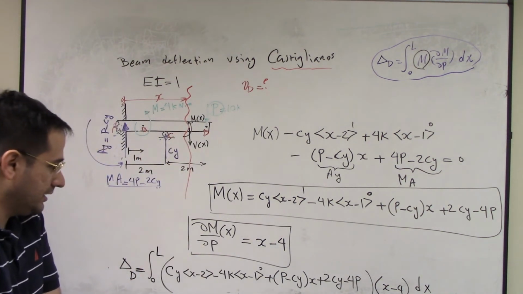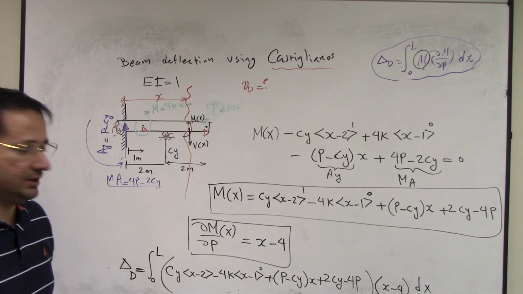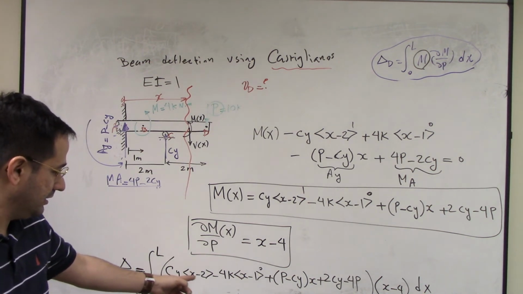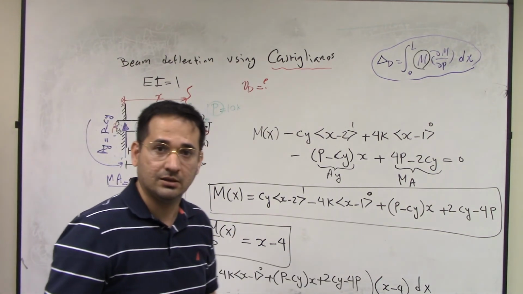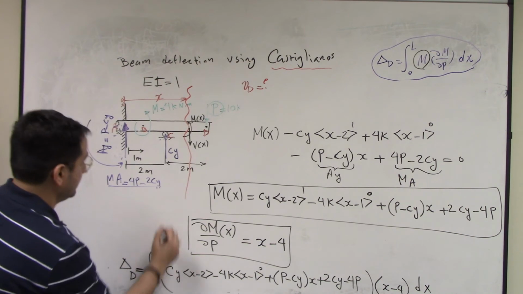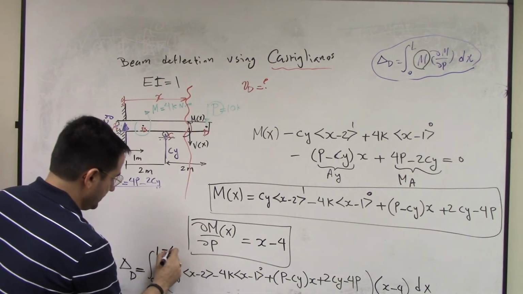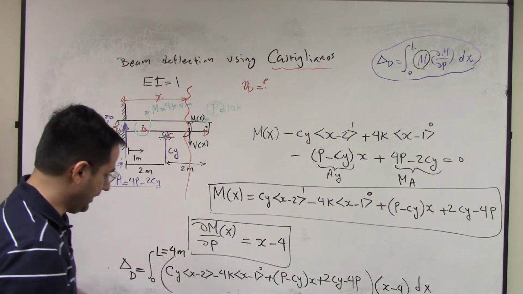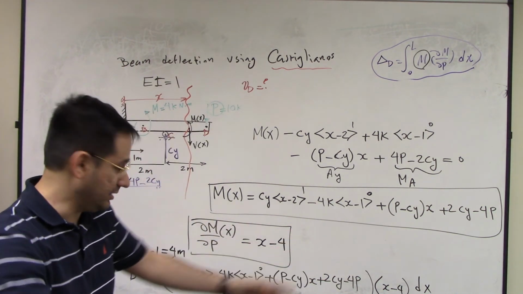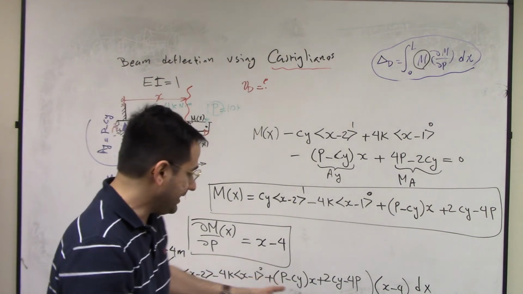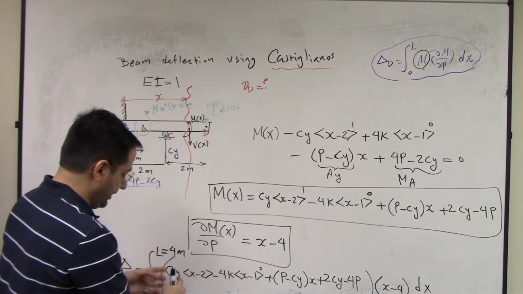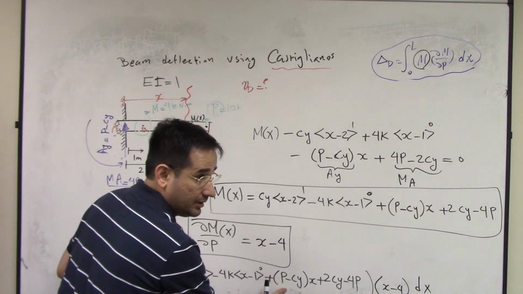Now here, if you note, in this integral I have two unknowns, Cy and P. Everything else is just, this L is simply from here to here, which is 4 meters. And then we have a bunch of x, which after we take the integral are going to go away. At the end, what I get out of this integral, if I evaluate it correctly, is a function of Cy and P.